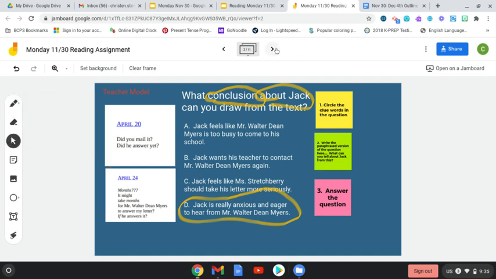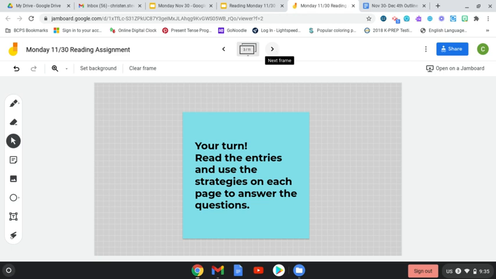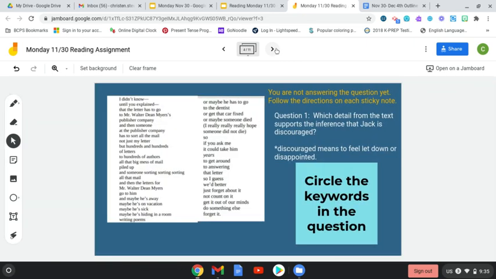Now, let's take a look at your assignments. You're going to read the entries and use the strategies to answer the questions. There's only 2 questions. So here's your journal entry. Now I want you to pay attention to this. It says, you are not answering the question yet. Follow the directions on each sticky note. So here's my question. Question 1, which detail from the text supports the inference that Jack is discouraged? And discouraged means to feel let down or disappointed.